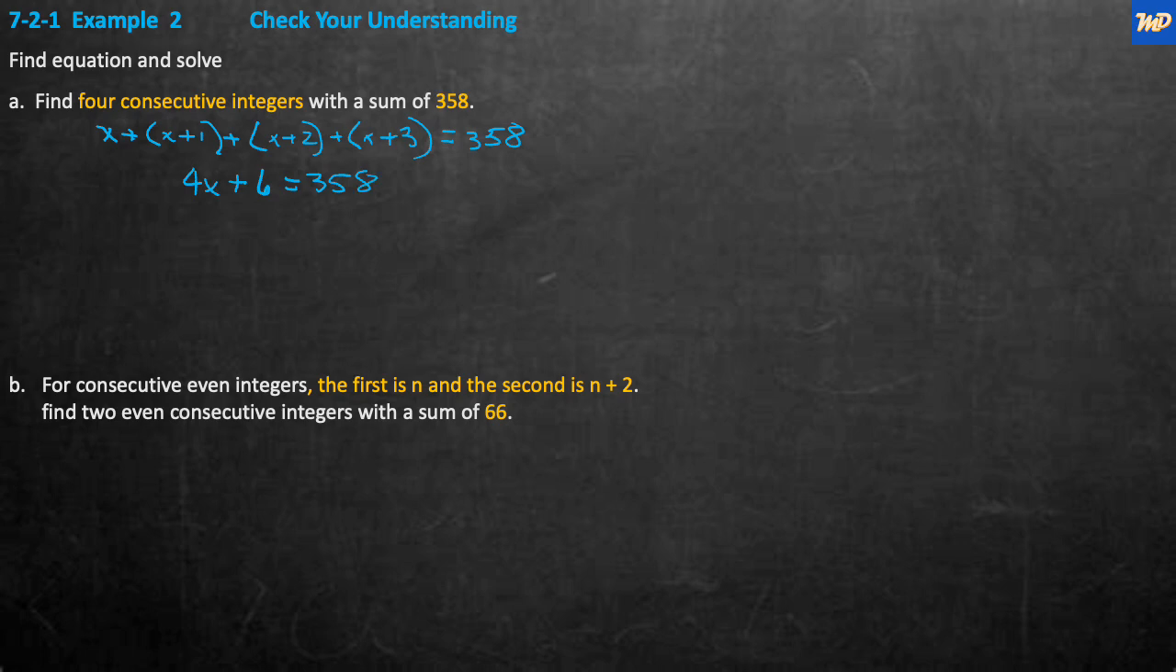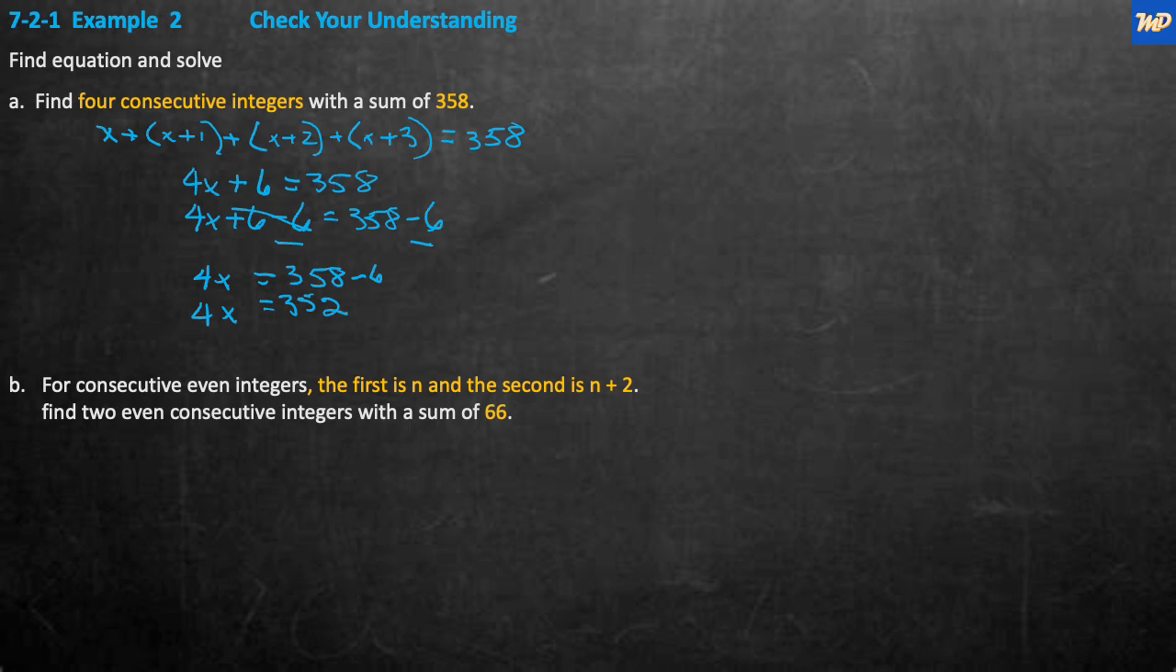Now we say, well, we have to undo the addition. And how do you do that? So 4x plus 6 minus 6 is equal to 358 minus 6. Whatever we do to one side, we have to do to the other side. So on both sides, we're subtracting 6. So now what's left is 4x, and the 6's cancel each other, and that equals 358 minus 6.